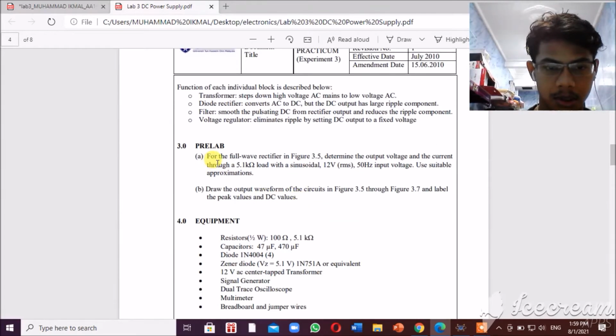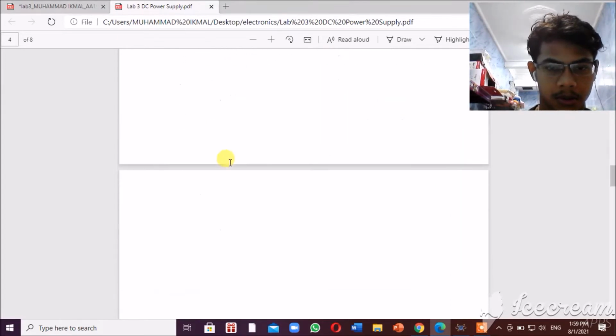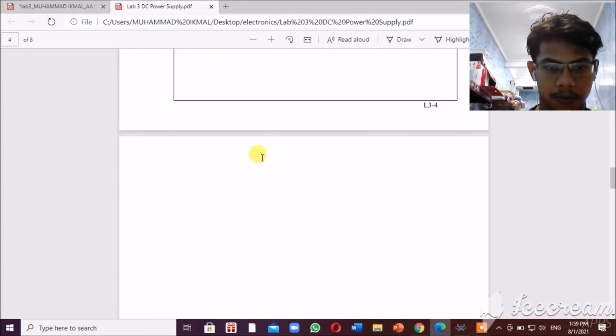The pre-lab question is about the full wave rectifier in figure 3.5. Determine the output voltage and the current through a 5.1 kilo ohm load with a sinusoidal 12 V RMS, 50 Hz input voltage. Use suitable approximation. Figure 3.5.